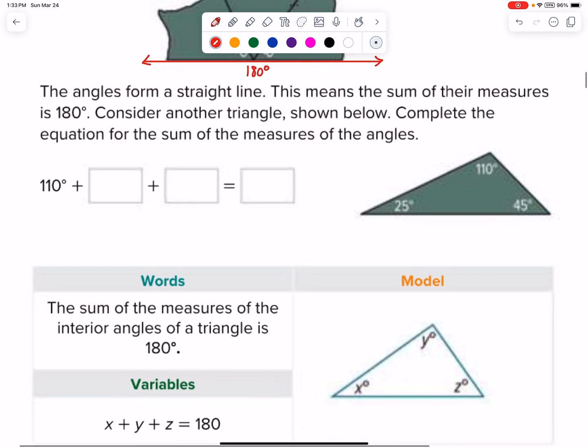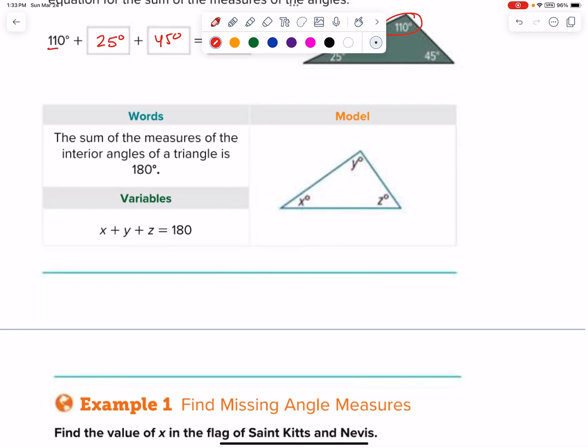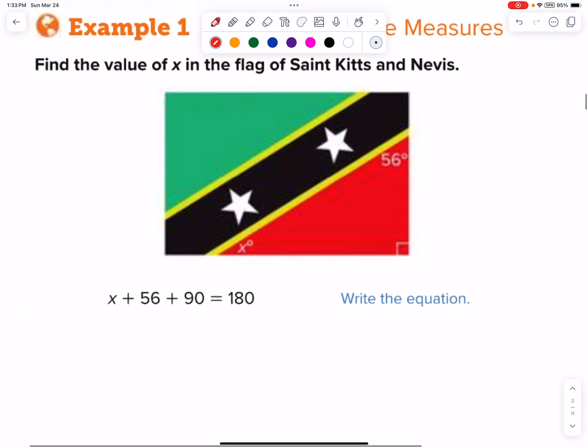So let's go ahead and complete the equation for the triangle below. We have 110 right here, plus 25 degrees, plus 45 degrees. All that has to equal 180 degrees, if written correctly, right? And so in words, the sum of the measures of the interior angles of a triangle equals 180 degrees, or x plus y plus z equals 180. All right, let's go ahead and just test this out.